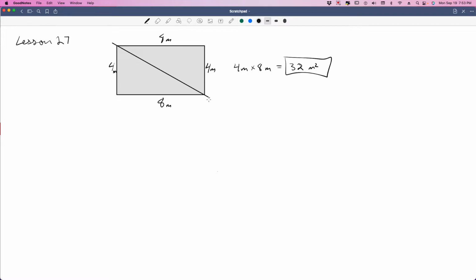So I can deduce from that what I need to do to find the area of a triangle is find the area of the rectangle and divide it in half. So what that means is this triangle here is going to be half of the total rectangle. So 32 divided by 2 is 16 meters squared. So this triangle is 16 meters squared and this triangle is 16 meters squared. Because when you add the two together, we get 32 meters squared, which is the whole value of the rectangle.